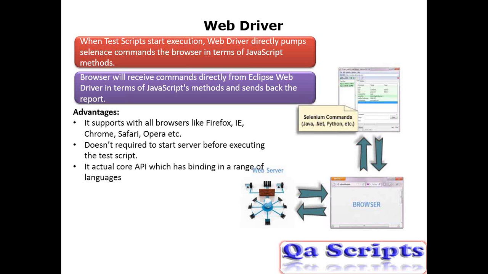It is the actual core API, which has bindings in a range of languages and interacts natively with the browser application. In a sense, the WebDriver API will directly interact natively with the browser application. The APIs are entirely object oriented. So if the API supports OOPS concepts, we can use advanced OOPS concepts so that we can make the script highly reusable.